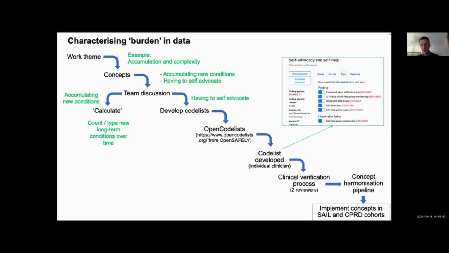And here, for example, are some codes looked at within the open code system around self-advocacy and that idea of having to self-advocate. And then through the clinical verification process, so that there's at least 2 reviewers have looked at it, and into the coding pipeline, into the concept pipeline. So it's a complex process for all of those concepts we've described.